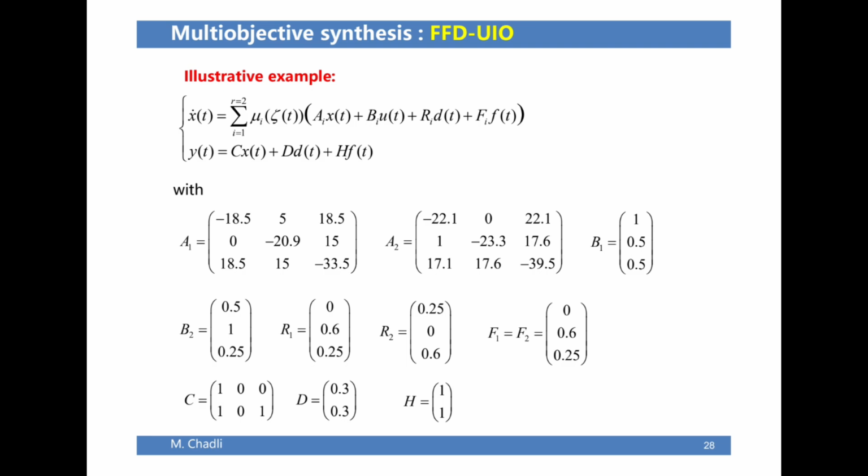So now, to give you an illustrative example before finishing my presentation, I consider the following TS model. We consider that we have a nonlinear model that we transform into this structure, where here we have only two linear models represented by the matrices A1, A2, B1, B2, and R1, R2, and F1, F2, representing the matrices of the disturbances and the faults, actuator fault and sensor fault. So here we consider a simple example where the TS model is represented by two local models, subject to faults and disturbances, D.